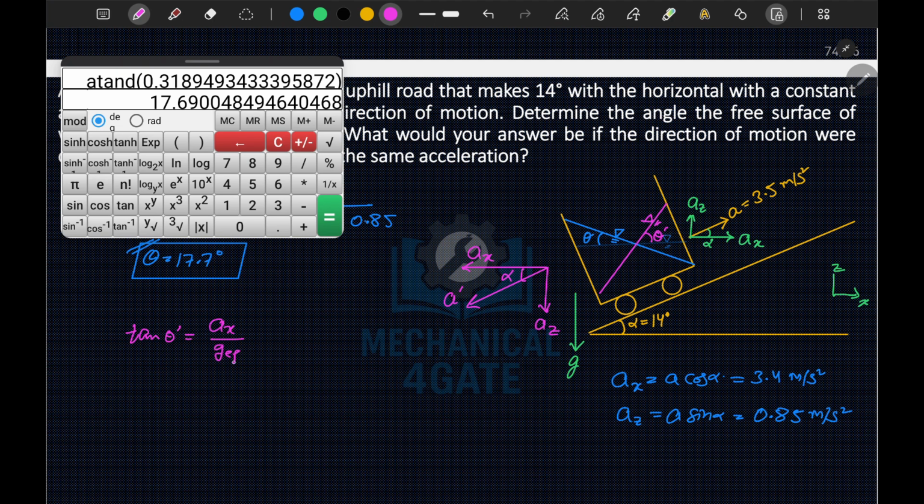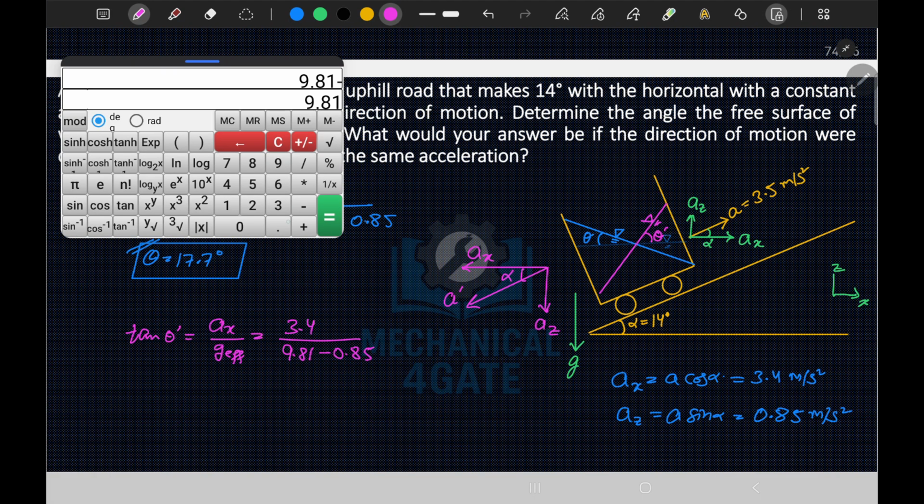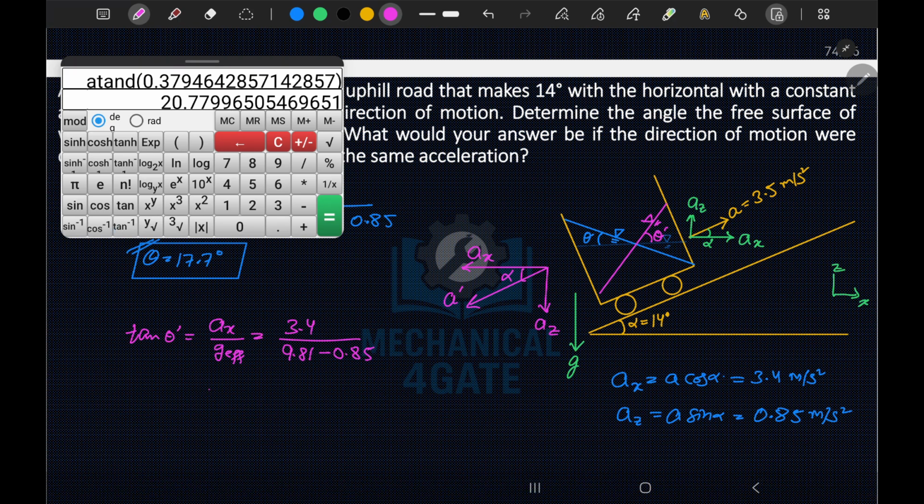G effective. Now ax is equal to 3.4. If I talk about G effective here, G effective will be g minus az, because az is in the downward direction. So 9.81 minus 0.85, and the inverse of this multiplied by 3.4. Taking tan inverse, we have obtained theta, or theta dash, equal to 20.78 degrees.